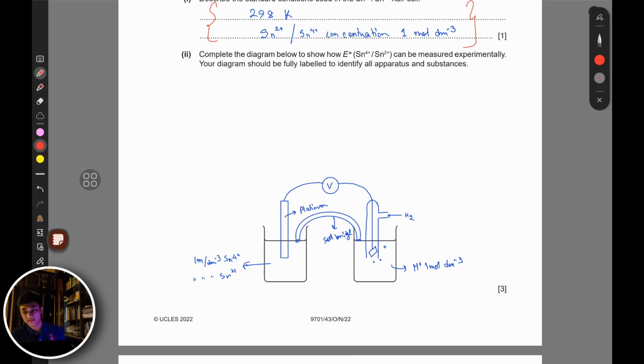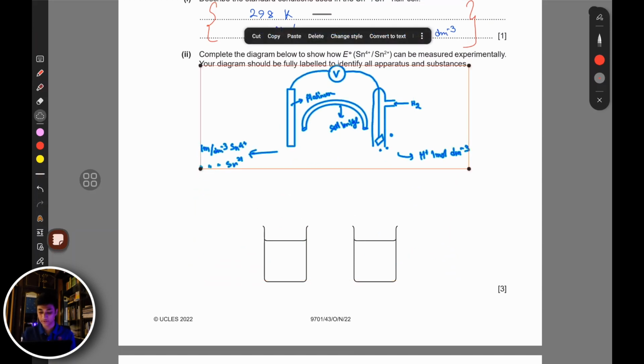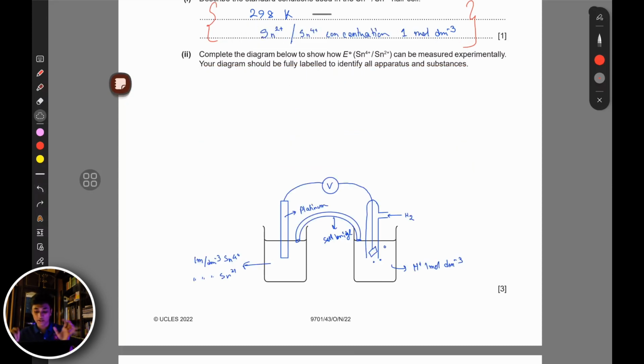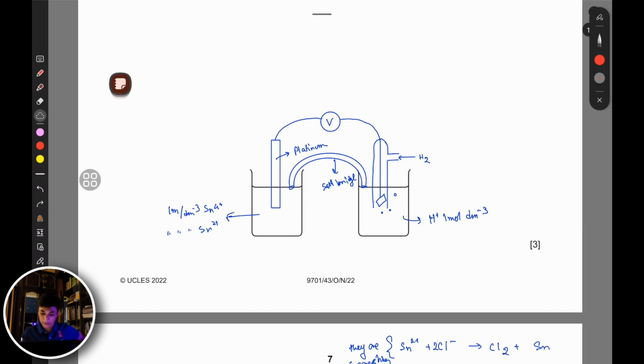Great. So question 2 is asking you, complete the diagram below to show how E0, the standard electrode potential of this and this, can be measured experimentally. Your diagram should be fully labeled to identify all apparatus and substances. So basically what was given to you is these two beakers, and you basically have to draw a labeled diagram and show how the entire process works.